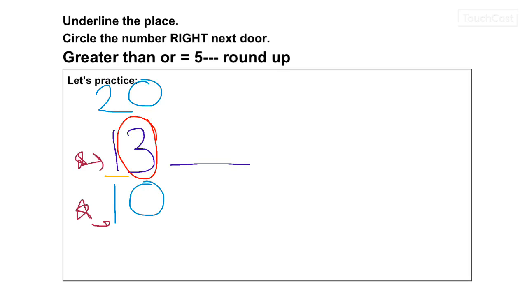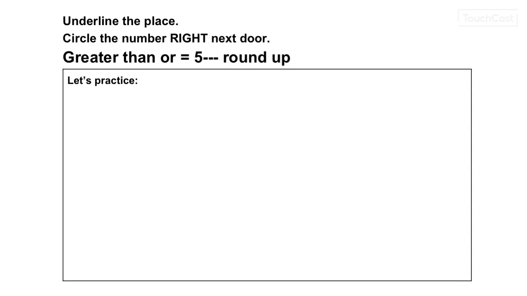So let's go back to our circled number. 3. Is 3 greater than or equal to 5? No. So we round down to the number 10, and that makes sense. 13 is closer to 10 than it is to 20. Let's do one more practice problem.